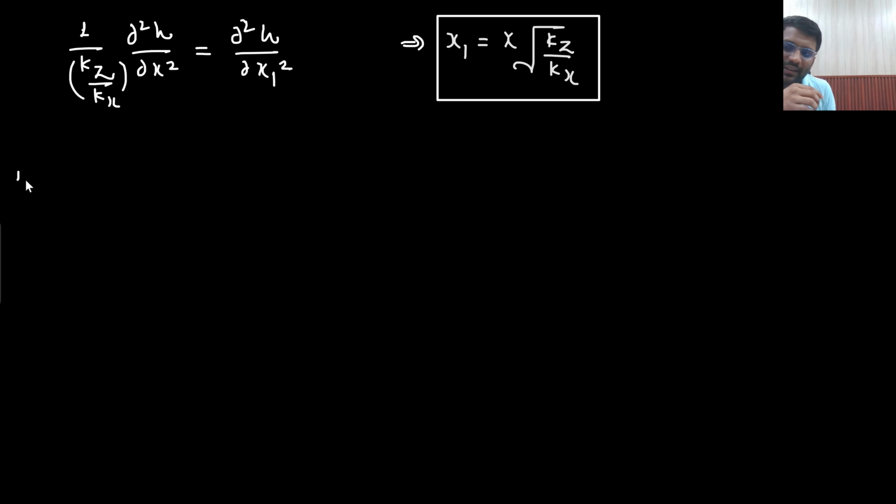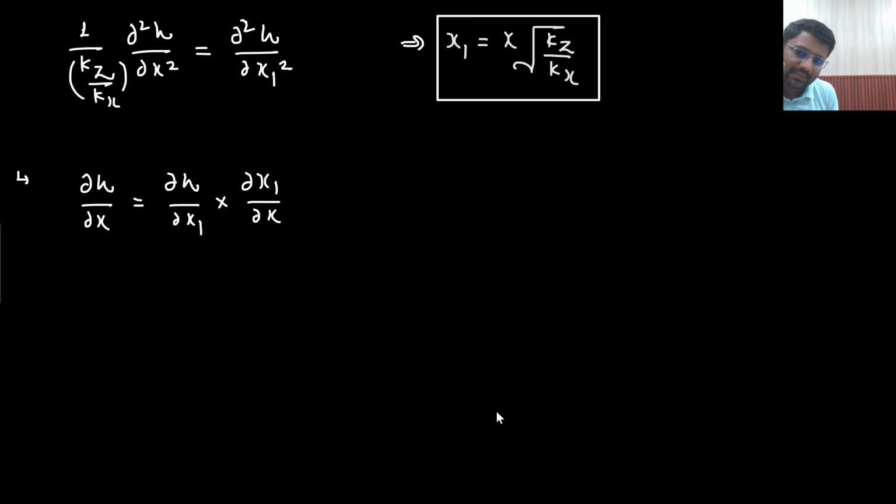Or there could be the other way. Sir, I need to find out the relation between del x and del x1. That is my target. So if I write down del h by del x, what would it be? Del h by del x could be written as del h by del x1, because I need to convert del x into del x1. So del h by del x1 multiplied with del x1 by del x. Now I know the answer. This is the answer, right?